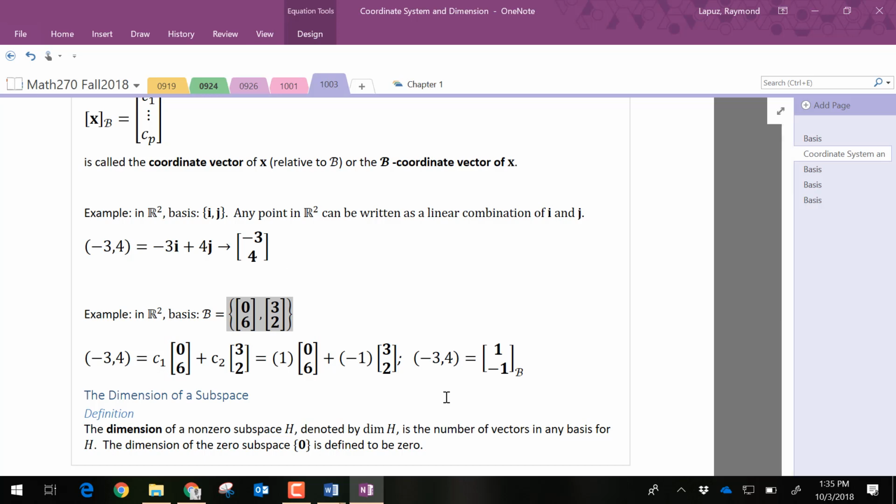We made it up. -3, 4 is a coordinate in the standard basis. If we want to look at that as a vector in our standard basis, it's -3, 4. Okay. Yes.